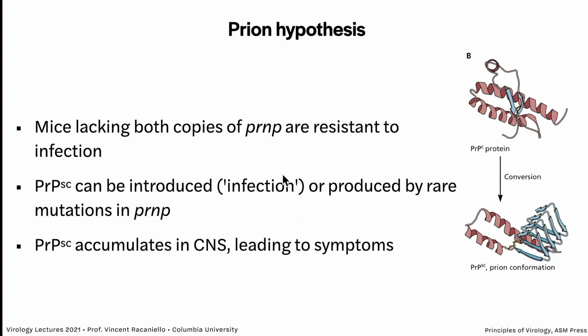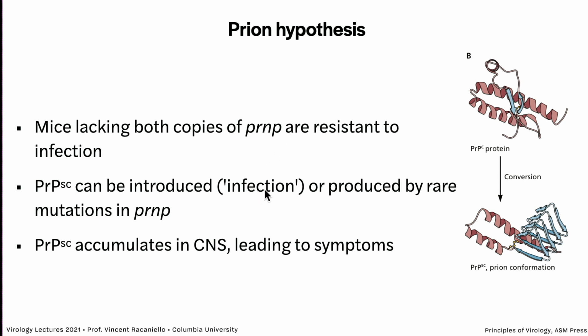Key, in my view, was the identification of the protein and then finding the gene in mice and knocking it out. So mice lacking both copies of PRNP, the prion gene, are resistant to infection. You need that gene there to be susceptible because you have to convert your cellular prion to the pathogenic form.